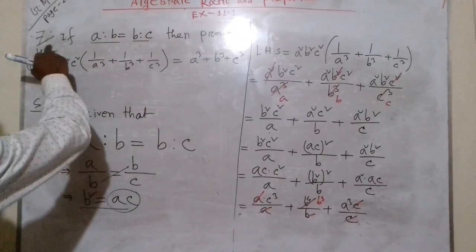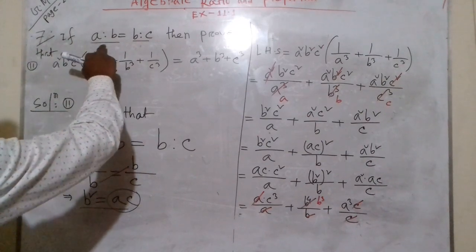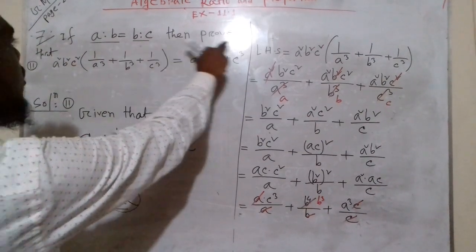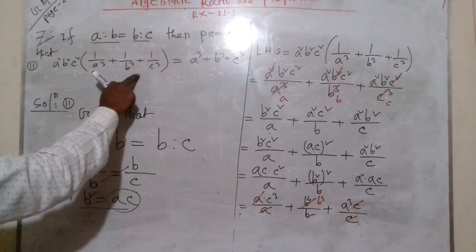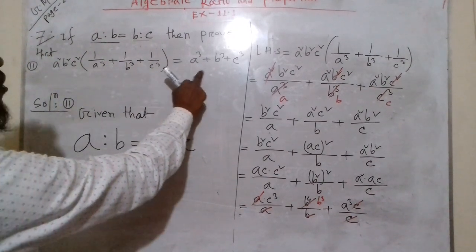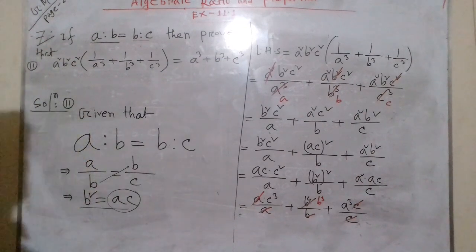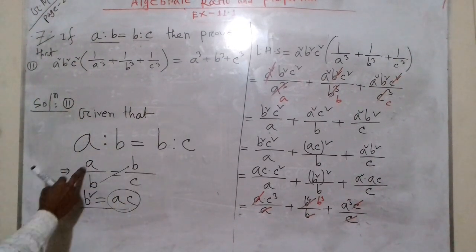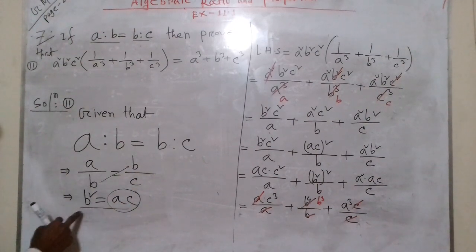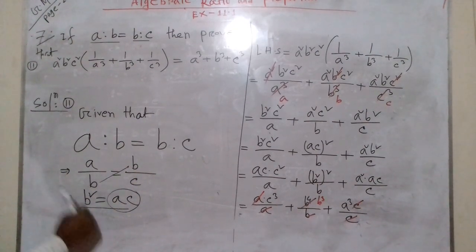Here is problem number 7 of 2. If a is to b equal to b is to c, then prove that a square b square c square into 1 by a cube plus 1 by b cube plus 1 by c cube equal to a cube plus b cube plus c cube. Solution: given that a is to b equal to b is to c, then we can write a by b equal to b by c, so b square equal to ac.